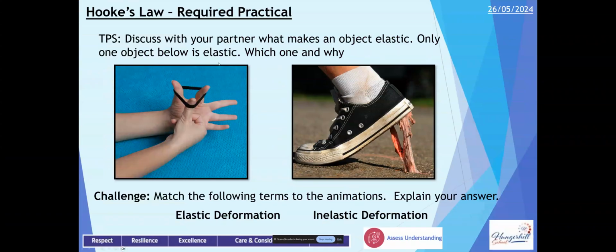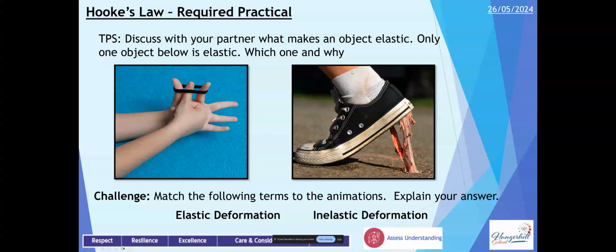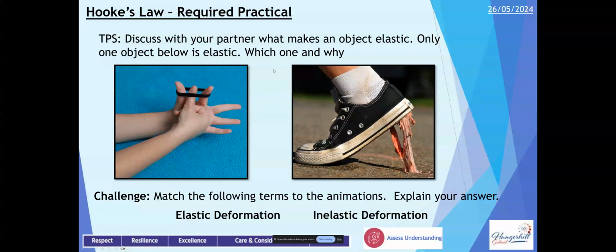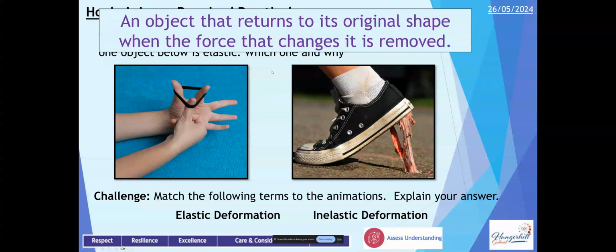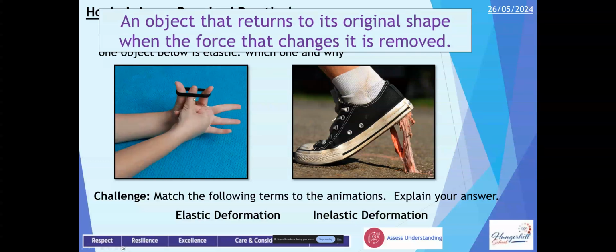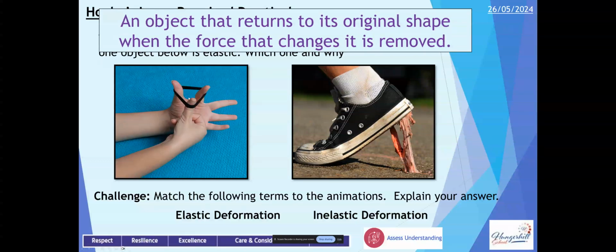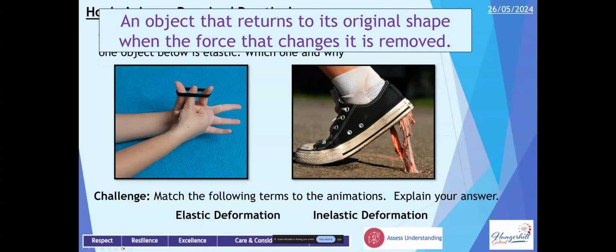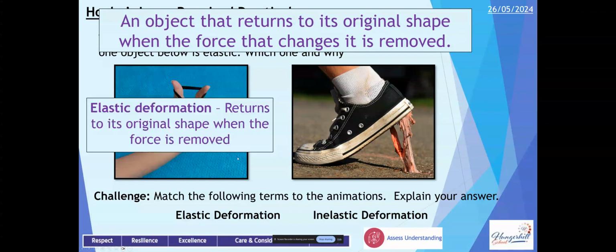Right, so this is a required practical video, specifically the forces and elasticity one. So we need to know some key terms first. An elastic object is one that returns to its original shape when the force that causes it to change shape is removed. This elastic band is a perfect example. The thumb puts a force on the band, makes it change shape. When the thumb is removed, the band goes back again. So we call that elastic deformation.